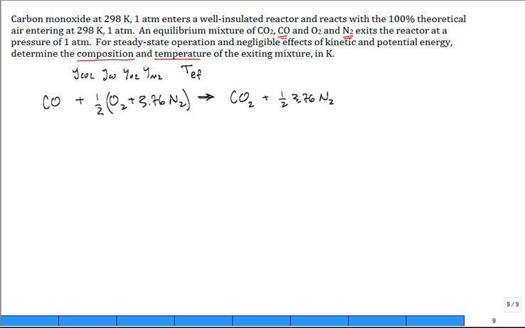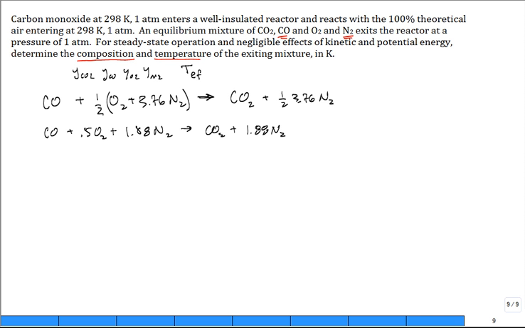These problems get very difficult with all the tedious math and bookkeeping to take into account. I'm going to rewrite this. CO plus 0.5 O2 plus 1.88 N2 goes to CO2 plus 1.88 N2. I just like to put the 1.88. Now this is if you have the 100% theoretical air and it goes to complete combustion.